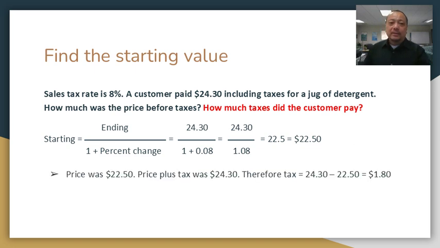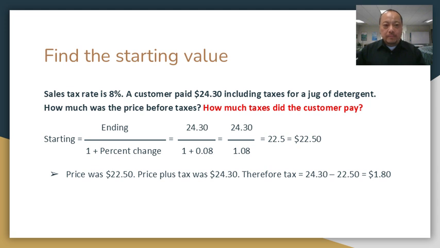Welcome back. There are two ways of answering this. One way is we figured out the original price was $22.50, but the customer paid $24.30. The difference between them must have been the tax. Tax equals $24.30 minus $22.50 equals $1.80.